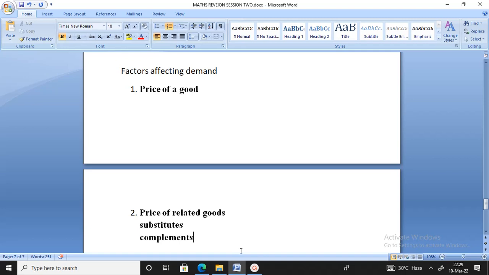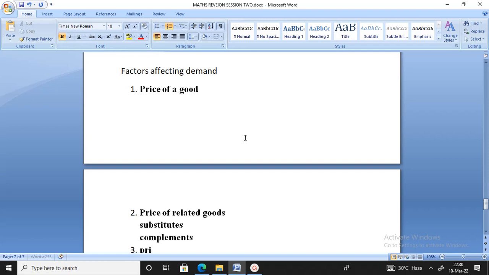Now with substitutes, when the price of one goes up, the demand for the other goes up, because when the price of butter, for instance, goes up, the demand for margarine, if margarine is a substitute for butter, goes up. If the price of tea increases, the demand for coffee will go up. With complements, if the price of one increases, the demand for the other reduces. For example, if the price of cars goes up, people buy fewer cars, and so they demand less fuel. So that's the price of related goods.